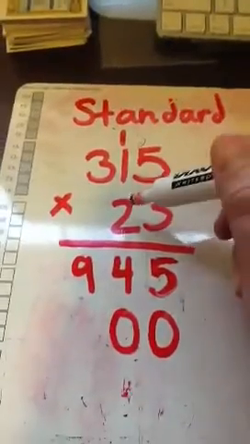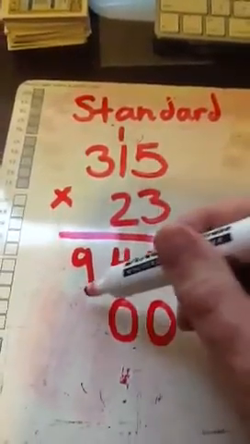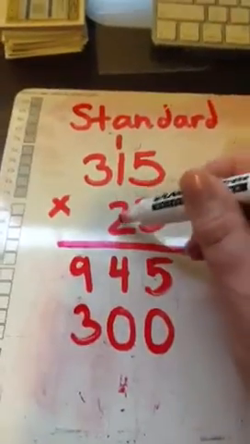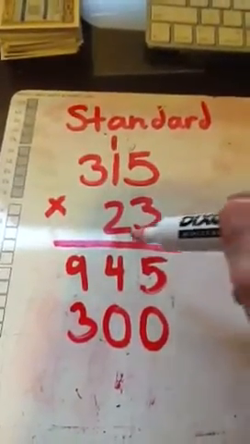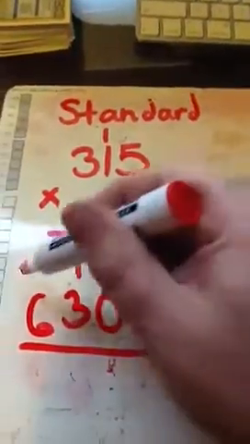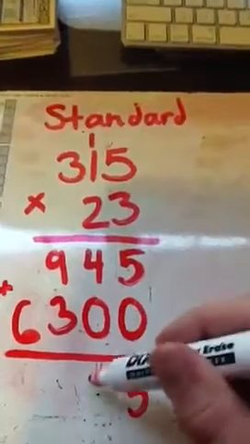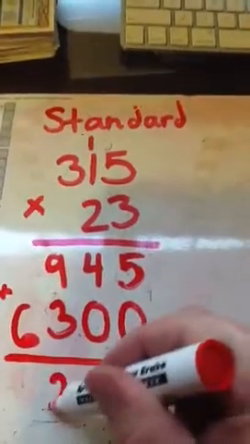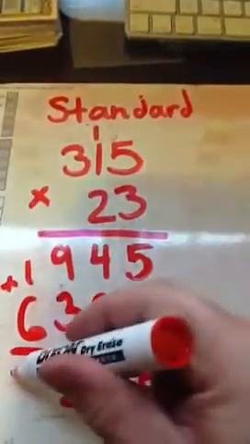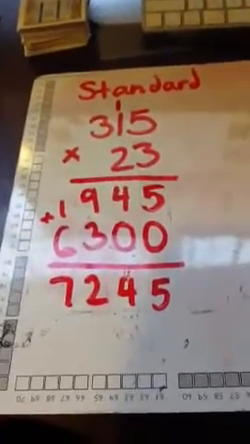Again, carry my 1. And then I have 2 times 1 is 2, plus that 1 again is 3. And then 2 times 3 is 6. So that's my bottom line. Then once I have all my numbers, I'm going to go ahead and add. So I have a 5, 4, this is a 12. I'm going to put down my 2, carry my 1, and I end up with 7,245.